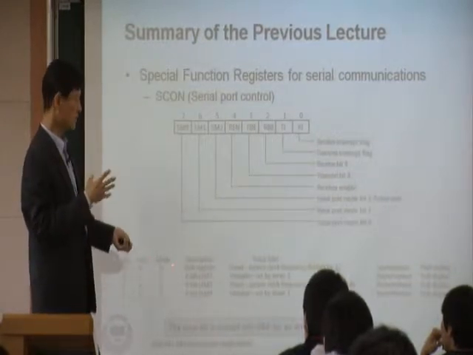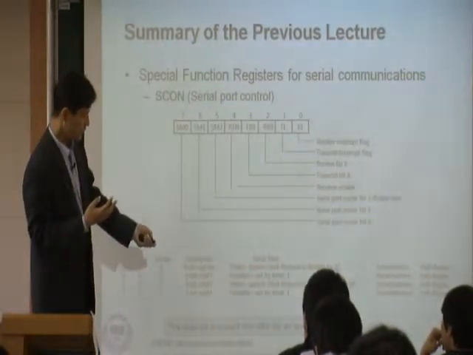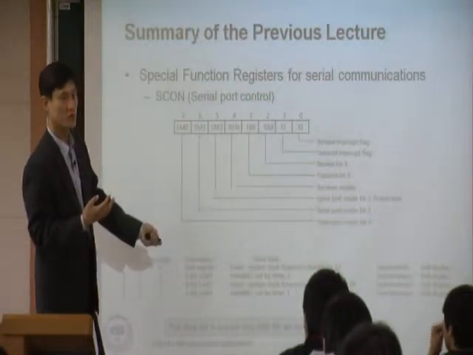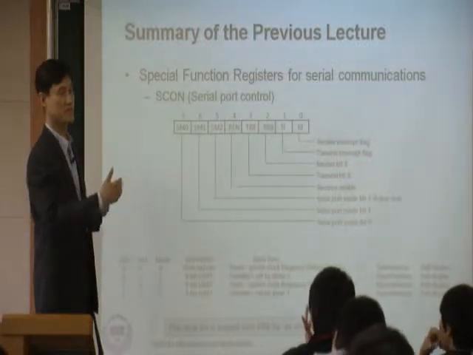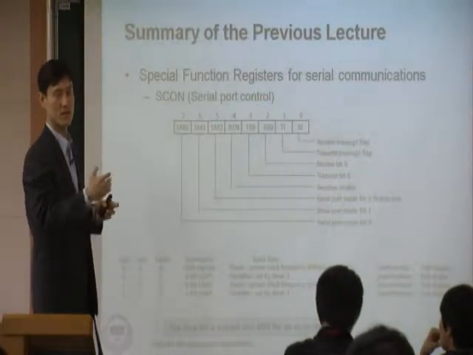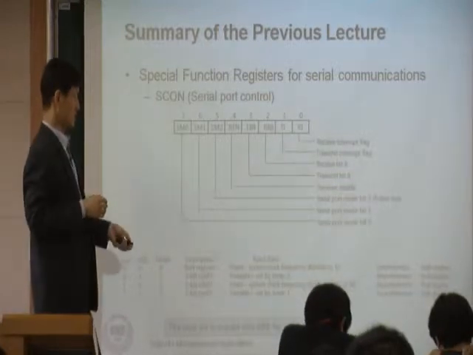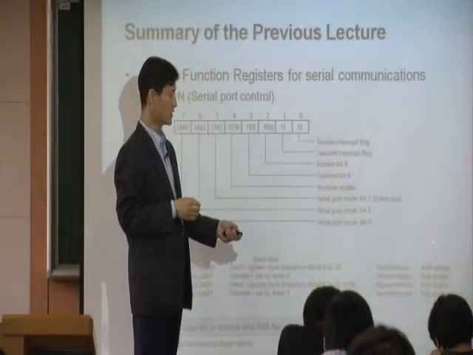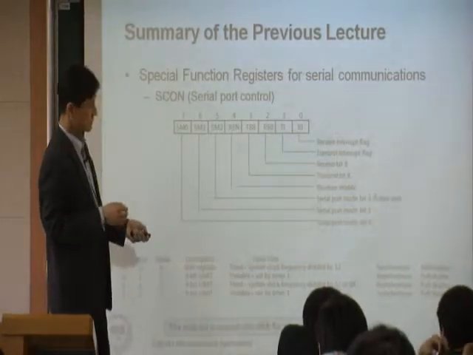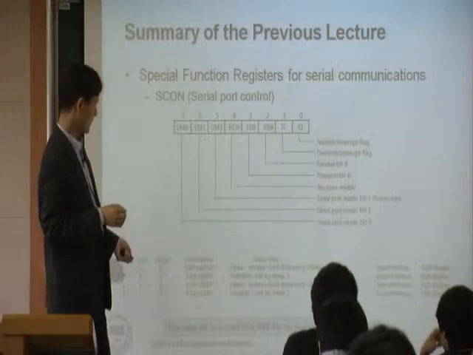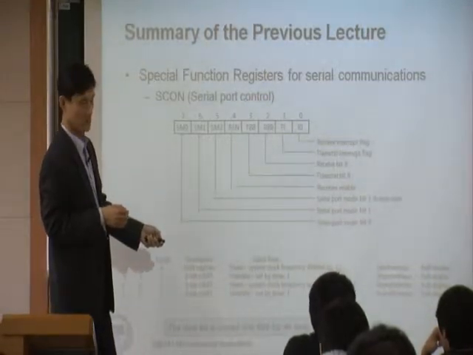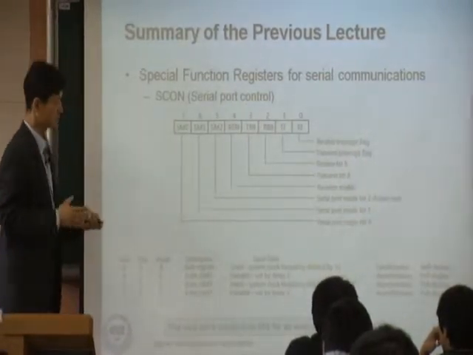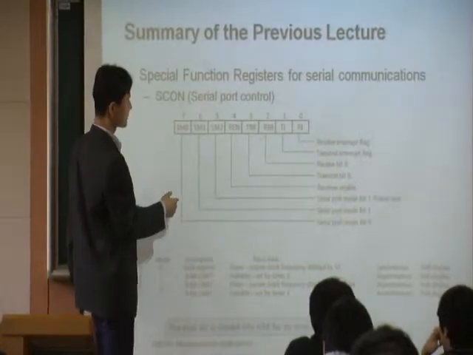Each mode is different in the sense that each mode has a different baud rate. What is a baud rate? It's like a speed, how fast you can transmit. That's speed, data rate, or baud rate. So each mode has a different baud rate and different characteristics. Like mode 0 is synchronous and half duplex, and modes 1 to 3 are asynchronous. It is more popular to use asynchronous, but I'll tell you the details in the next slide.